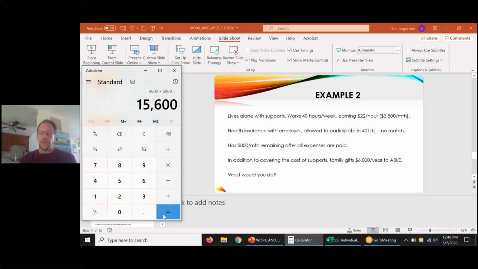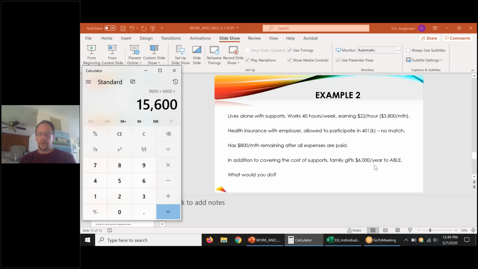So normally that would exceed the $15,000 limit. However, because the individual is working, they can put in the additional $12,490. In this case, it would just be a $600 surplus, and still work. This is assuming you meet the definition of disability and you qualify for an ABLE account. So I would again put the money into the ABLE account, understanding that at some point that cost of supports may go away, and you may not be able to.